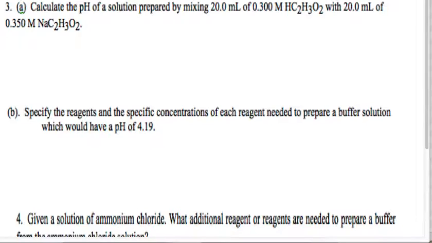It says, calculate the pH of a solution prepared by mixing 20 mL of 0.3 molar acetic acid with 20 mL of 0.350 molar sodium acetate. So let's identify our parts. Acetic acid, what is that? A weak acid. Sodium acetate, that's a salt that contains the acetate ion, which is the conjugate base, right here, negative. Okay, so we know we have a buffer system.